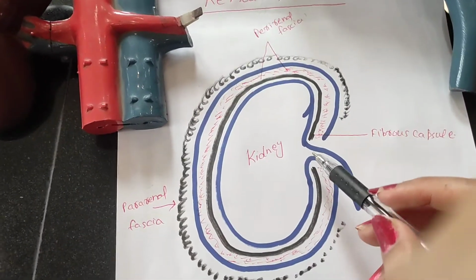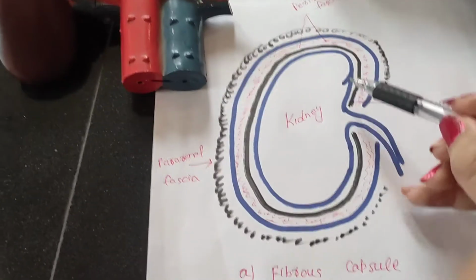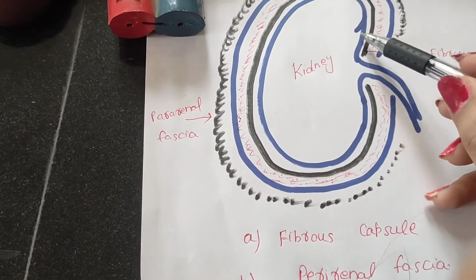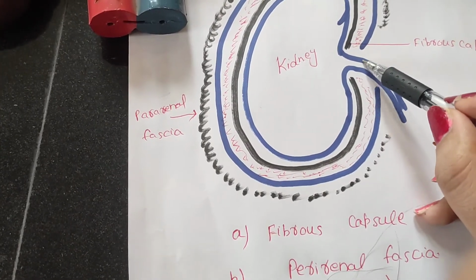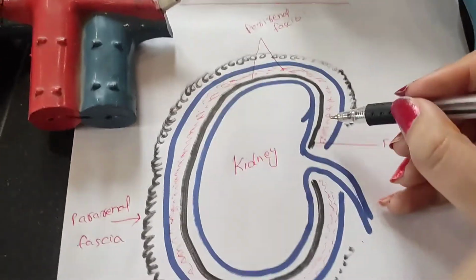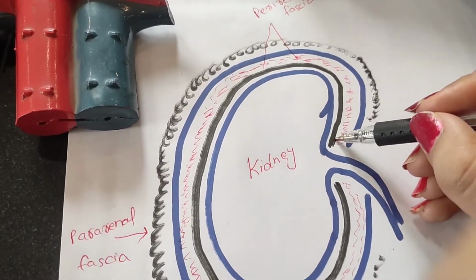For that I draw the diagram. You can see this blue lining, this is the kidney, right? So I draw the kidney and this is the hilum, and then from the hilum the ureter is coming out. Now the black layering is the first layer of the fascia.